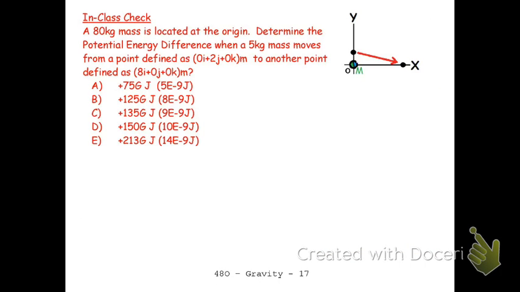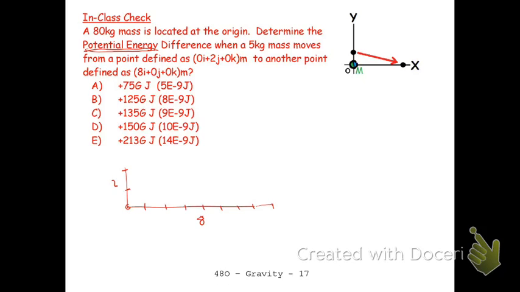So we say an 80 kilogram mass is located at the origin. So there's the 80 kilogram mass at the origin. Determine the potential energy difference when a 5 kilogram mass moves from a point defined by that to another point. I'm just using my i, j, k to give you distances. You know, that's 2 steps, that's 8 steps. I'm just saying that's 8 and that's 2. I'm just using the i, j, k to let you draw a diagram, basically.